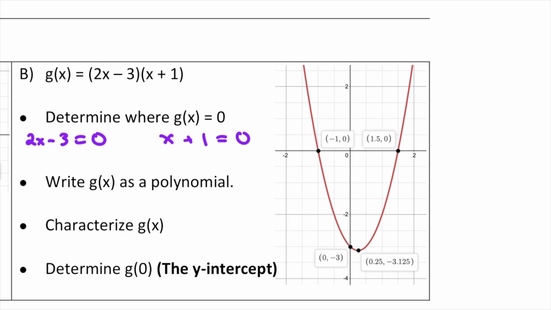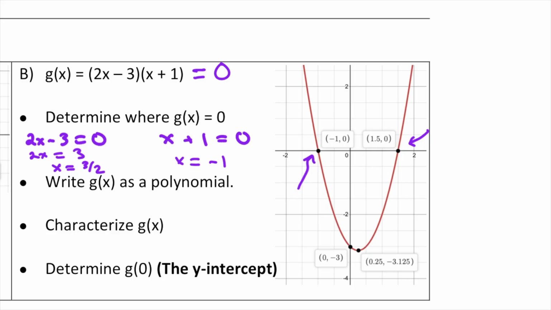All right, looking at the next one. We have g of x is equal to 2x squared minus 3x plus 1. If we want to know where g of x equals 0, we're going to set our function equal to 0. So this again is where we're going to cross the x-axis. Looks like our answers should be x equals negative 1 and 1.5. Let's check. 2x equals 3, so x equals 3 over 2. There's your 1.5. Subtract 1, x is negative 1.